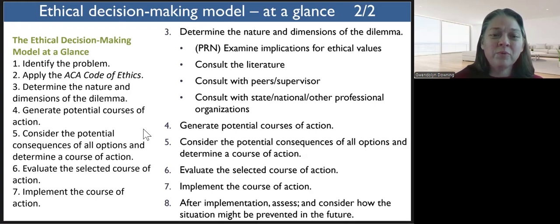All right. So let's say we get to our course of action we want to use, then we're going to implement it. And sometimes that isn't easy, but we all know we've got to do what we need to do, right? So then number 8 is one I added, and it is that after implementation, assess and consider how the situation might be prevented in the future. They had the after implementation assess included in the explanation of their number 7. I thought it needed its own bullet point. And then I added the part on considering the situation. As we know, prevention is key, correct?